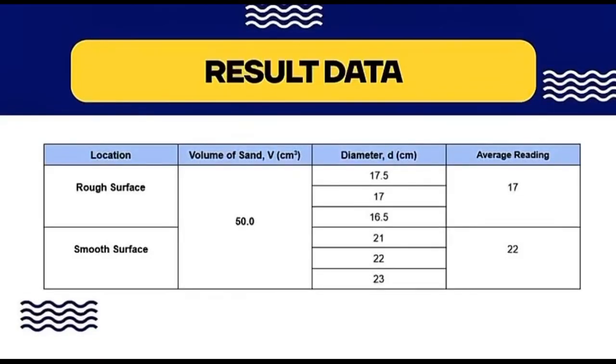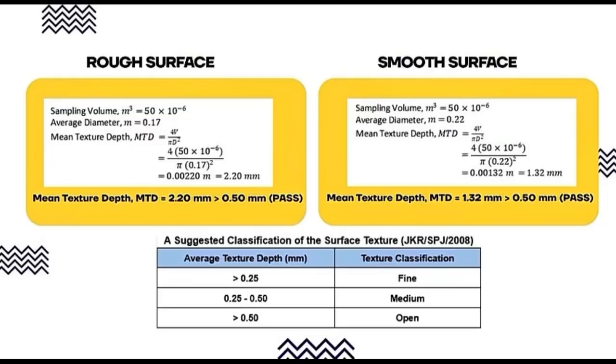The results show the different surfaces from different locations, a smooth and a rough surface, with the same volume of sand and the average reading of dispersed sand. For the calculation, the rough surface shows a mean texture depth of 2.2 mm. The value is greater than 0.5 mm, so it passed. Same for the smooth surface, giving a mean texture depth of 1.32 mm, which also passed the requirement.